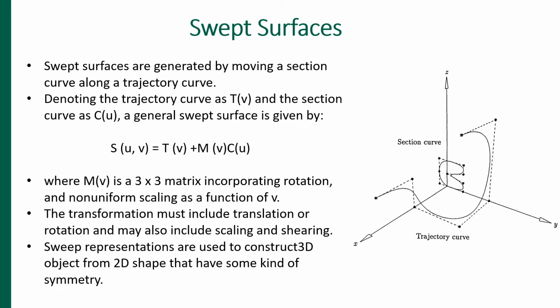Moving on, swept surfaces are generated by moving a section curve along a trajectory curve. Denoting the trajectory curve as T(V) and the section curve as C(U), a general swept surface S(U,V) is given by the trajectory curve T(V) and M(V) applied to the section curve C(U), where M(V) is a matrix incorporating rotation. The transformation must include translation or rotation and may also include scaling and shearing. Sweep representations are used to construct 3D objects from 2D shapes that have some kind of symmetry.